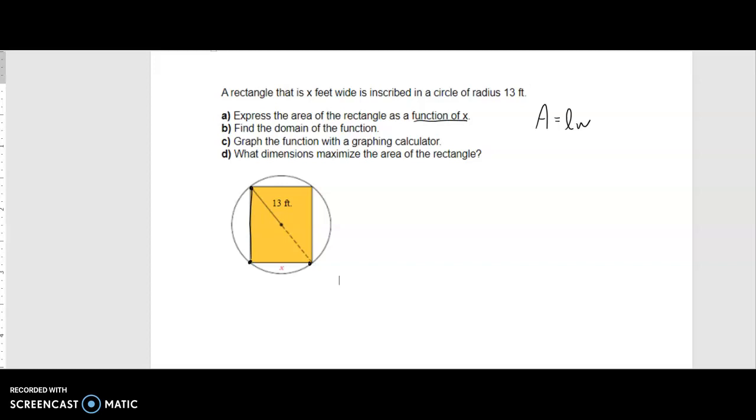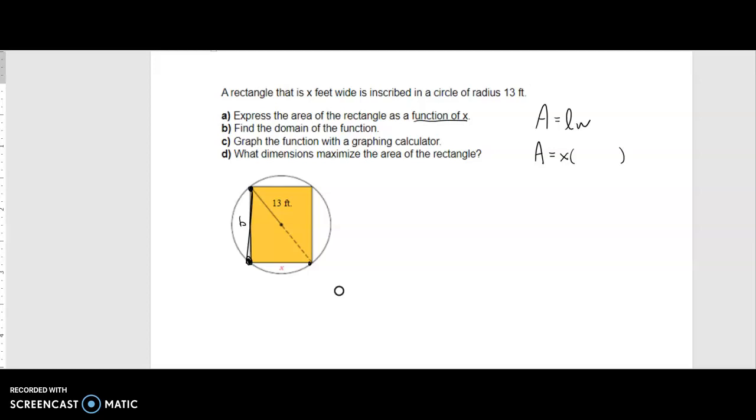So I do know the hypotenuse. I do know this is called x. So I'm going to use my Pythagorean theorem. I'll give this a name for now, b. And we got a lot of letters here, but the goal here is to have L and W represented by x somehow, some function of x. So the length is just x by itself. So we need to get the width, this distance, as a function of x. And we can do that with the Pythagorean theorem.